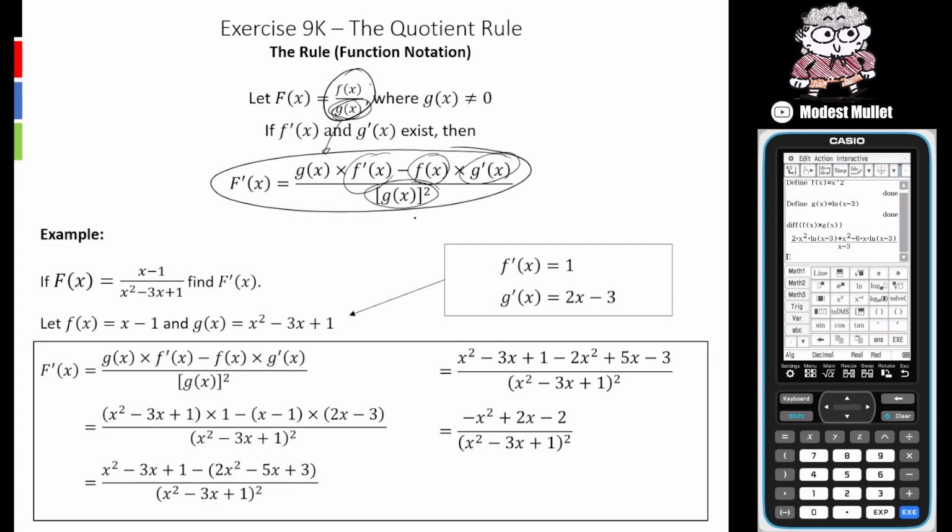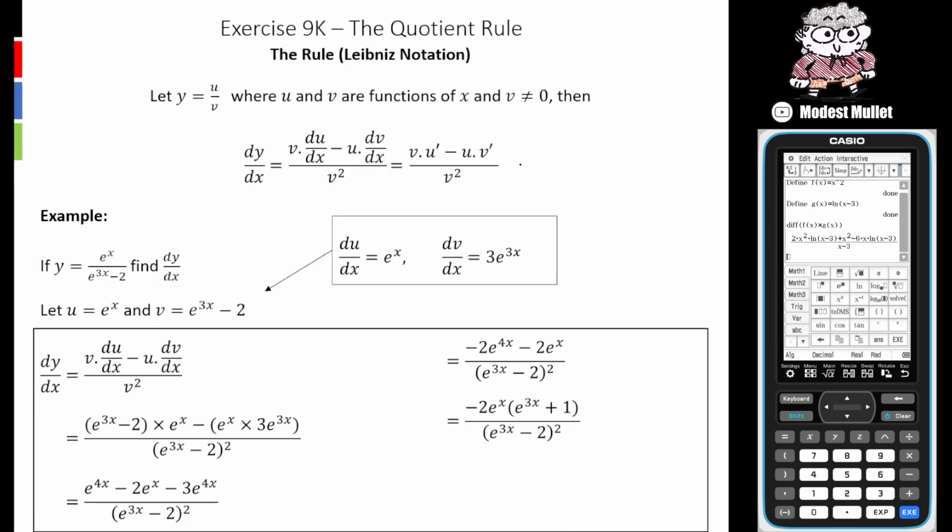This rule is a little more complex, and order does matter, especially because this is subtraction. So it's the original denominator first. The rest looks very similar to the product rule, but it's the original denominator first, multiplied by the derivative of the numerator, then subtract the rest. A little bit easier to read in Leibniz notation, I think. Same thing: original denominator times the derivative of the numerator, so v u dash, take away u v dash, all over v squared.